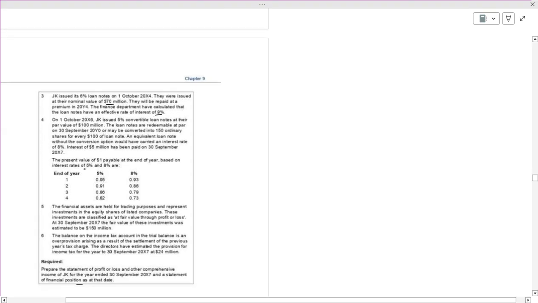Next one. They have issued 5% convertible loans. Now, convertible loans means you will have an equity component and a loan amount. Understand the point? We have done this.